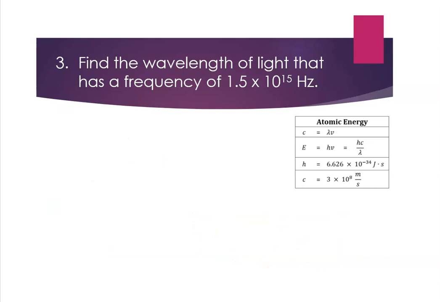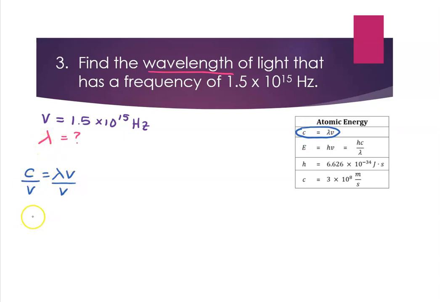This says to find the wavelength of light that has a frequency of 1.5 times 10 to the 15 hertz. This time the information we're given is frequency, 1.5 times 10 to the 15 hertz, and it's asking us to find the wavelength, lambda. So again, we only have one equation that relates those two. c is equal to lambda v. This time we're solving for lambda, so we'll divide both sides by v, and we get that wavelength is equal to c divided by frequency.